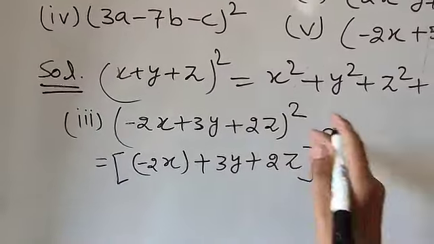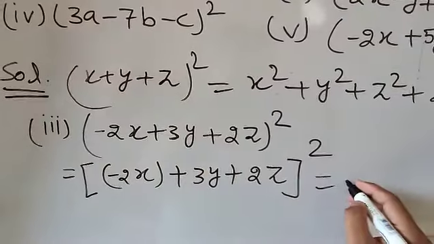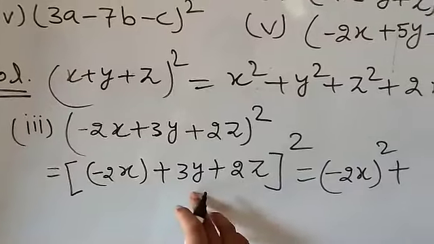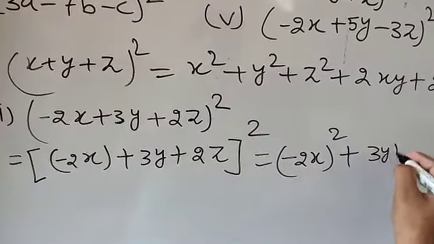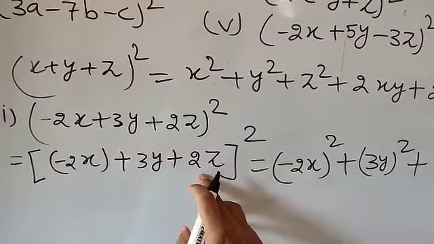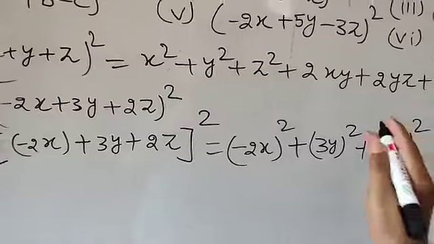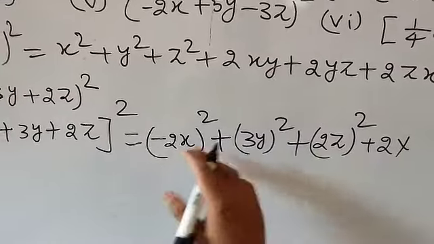So you will use the identity: x square. What is the x value here? It is negative, so you will take it negative. So (minus 2x) whole square plus y square, and what is the value of y here? 3y. So plus (3y) whole square plus z square, and what is the value of z? 2z. So plus (2z) whole square. Now after that plus 2xy, so plus 2 into x value, which is minus 2x.